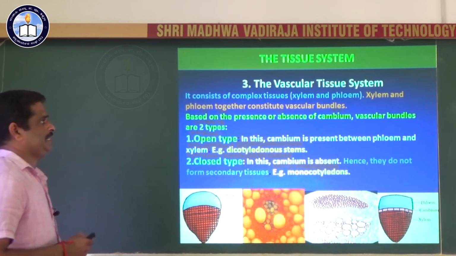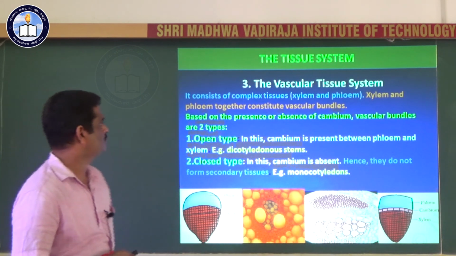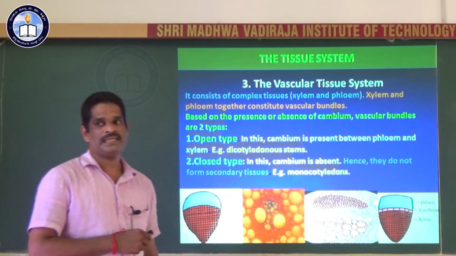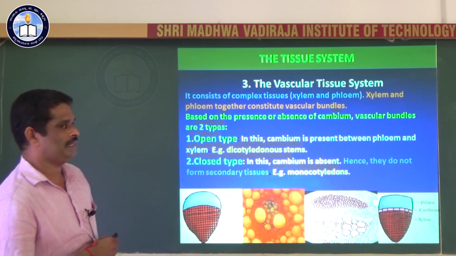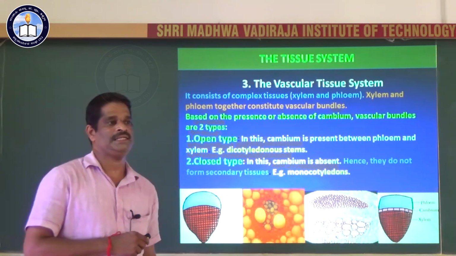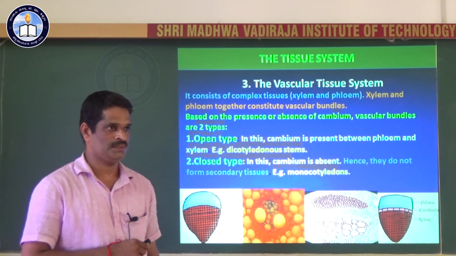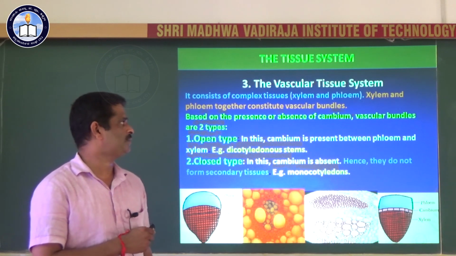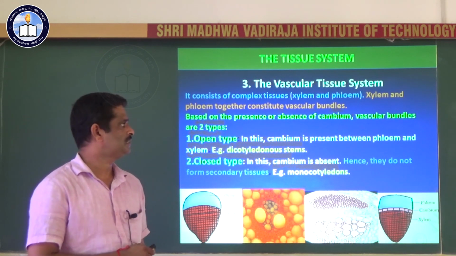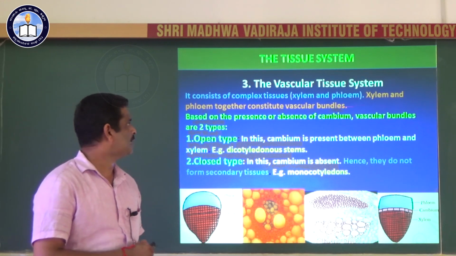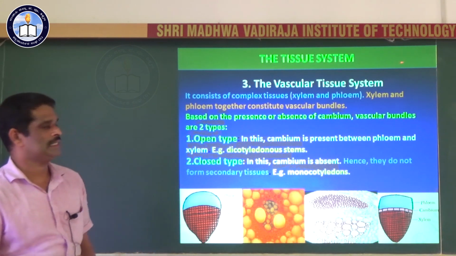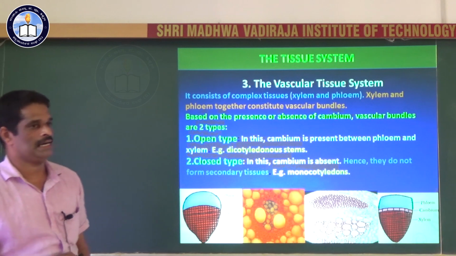The vascular tissue systems. The vascular tissue system consists of the complex permanent tissues, that is the xylem and phloem. Together we call them vascular tissues. The xylem and the phloem together constitute a vascular bundle.